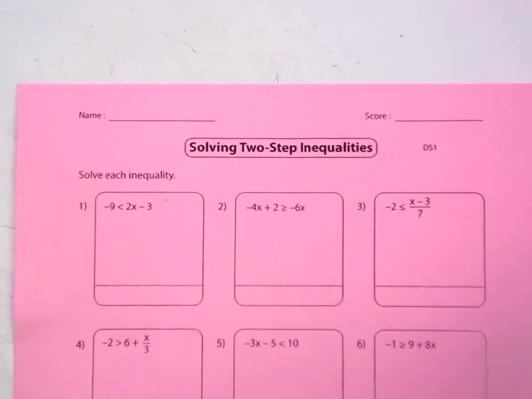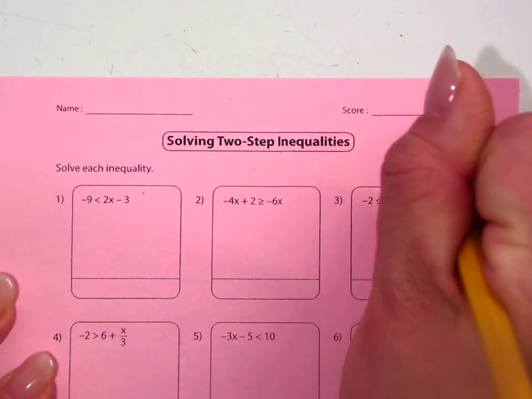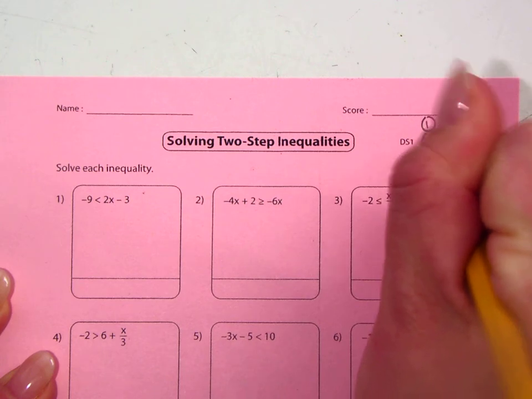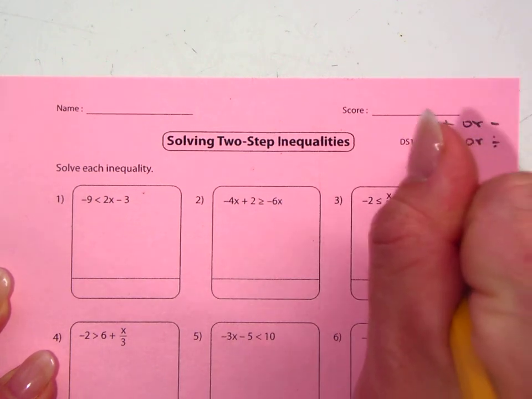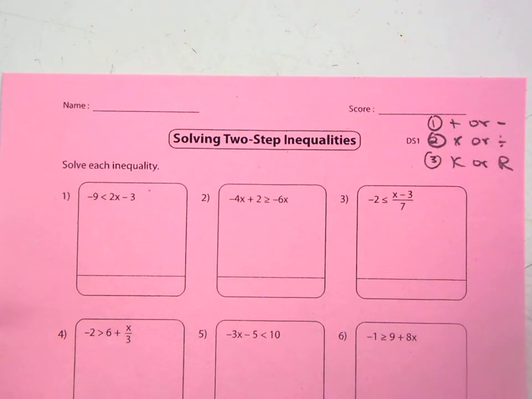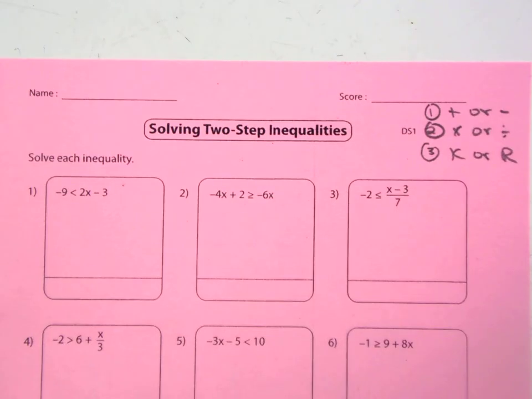Alright, what I highly recommend is that when you get these, the first thing you do is write your steps at the top. Step 1, add or subtract. Step 2, multiply or divide. Step 3, keep or reverse. Help yourselves. These are all 2 steps, so you know they have all of that.